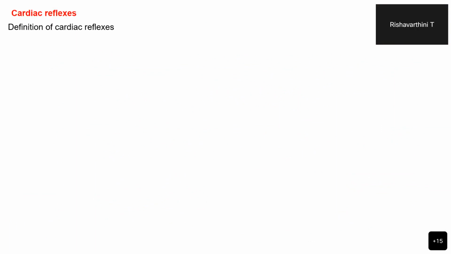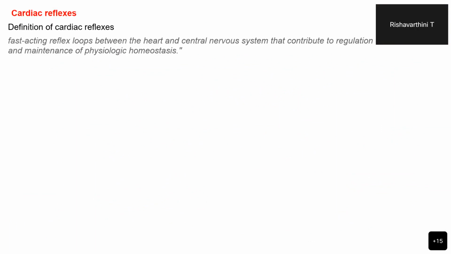First you have to define what is a cardiac reflex. It is a fast-acting reflex loop between the heart and the central nervous system. So it is mainly for maintaining the physiological homeostasis. It is a fast-acting reflex loop between the heart and central nervous system that contributes to the regulation of cardiac function and maintenance of physiological homeostasis. This is the basic purpose of these cardiac reflexes.